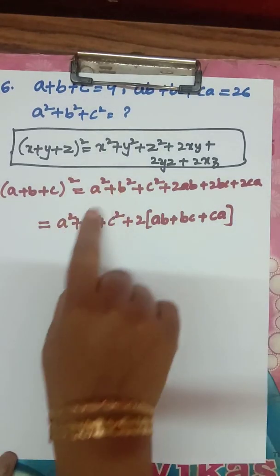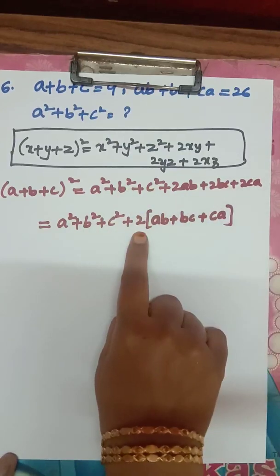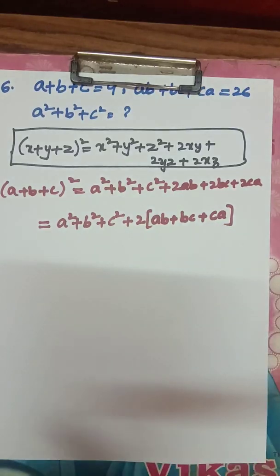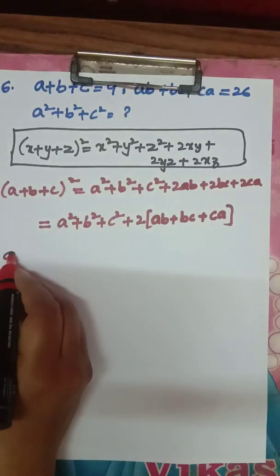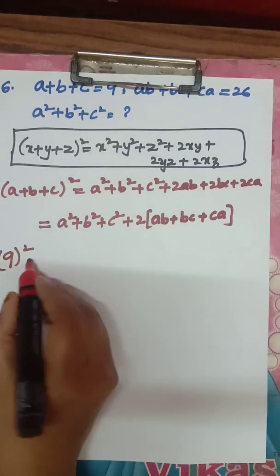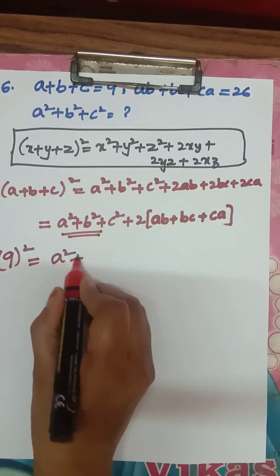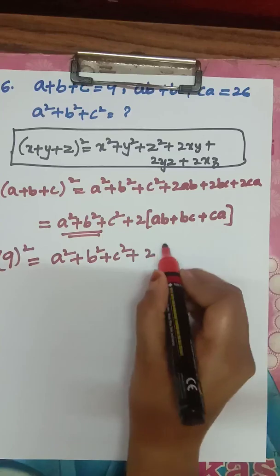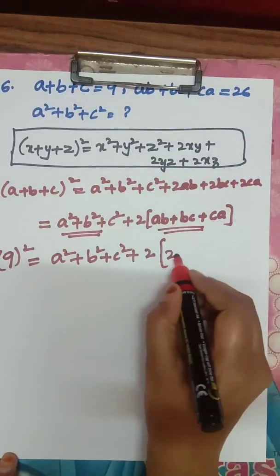So a square plus b square plus c square plus, here 2 is there, 2 is there, 2 is there. I took it as common. That is 2 into ab plus bc plus ca. Now substitute a plus b plus c value is 9 square. 9 is given, so whole square is equals to this value we have to find it. So a square plus b square plus c square plus 2 into ab plus bc plus ca is given as 26.